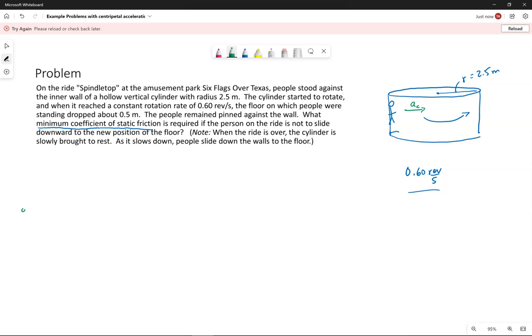Now, I do want to draw a full free body diagram. The force that actually points to the right is the normal force. The wall of this ride is pushing on this person's back. So that is the normal force. There, of course, is the force of gravity. But to keep the people from sliding down, there needs to be a force of static friction upwards. And so this is what my free body diagram would look like. If there was no friction, gravity would take over and pull the people down to the floor.